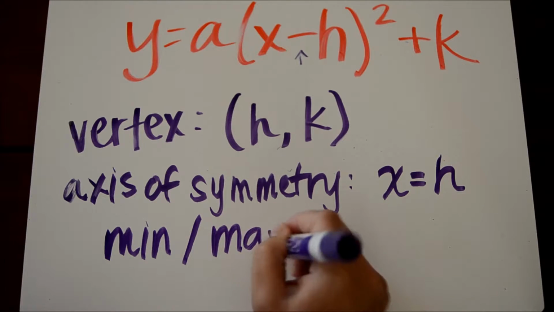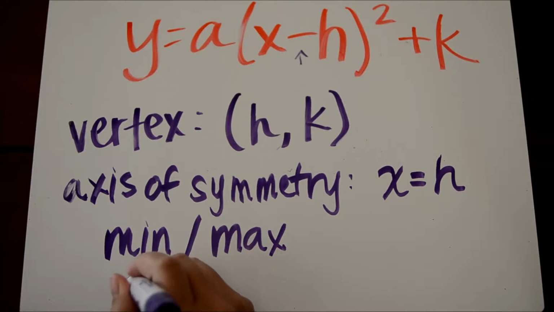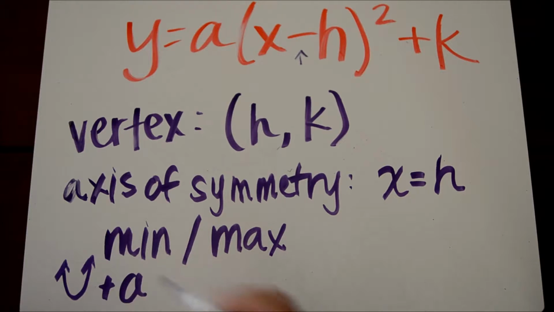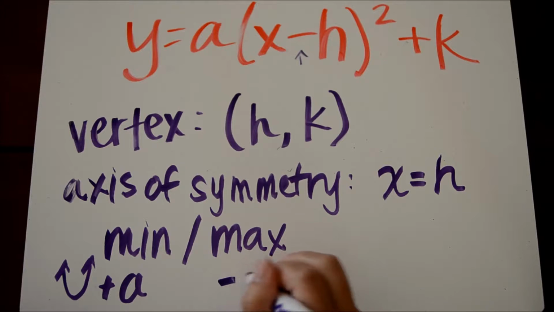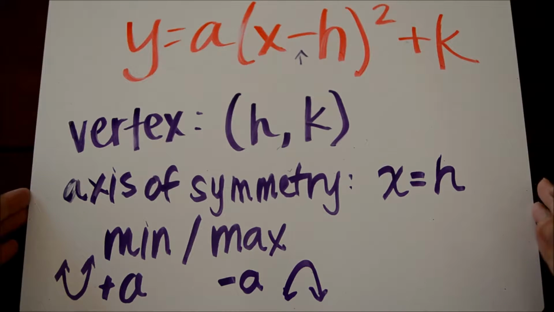We will also know whether or not our graph has a max or a min based off of our a value. If our a value is positive, that means our graph opens upwards, which means our graph has a minimum. If a is negative, our graph opens downwards, which means our graph has a maximum. Let's apply these concepts to some examples.